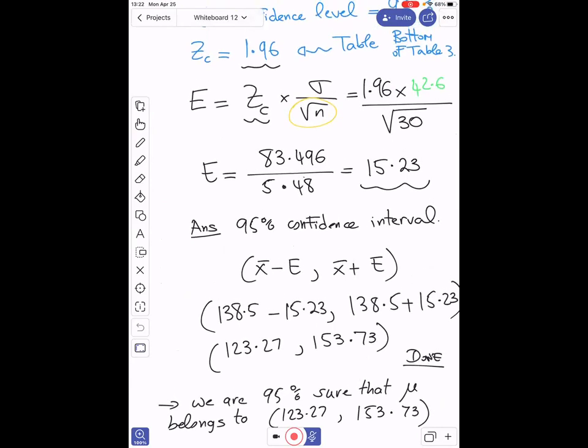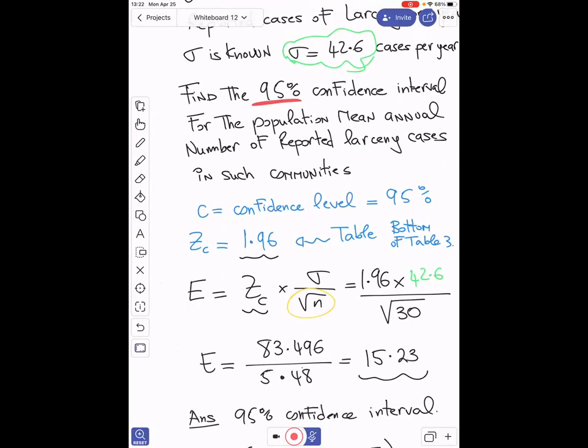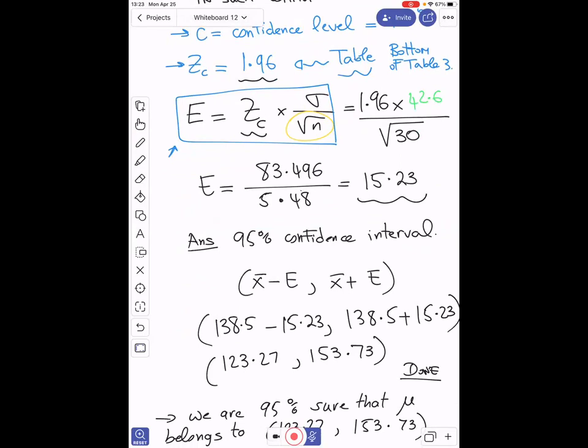So again, whenever you have to compute this confidence interval, first you need your confidence level. It's given in the problem, right? It says 95% confidence interval or 90% or 99%, etc. Once you have your confidence level, you can use the table to get your critical value Z subscript C. Once you have your Z subscript C, then you can compute the margin of error using this formula. And once you have your margin of error, then you are done, because your interval would be X bar minus the margin of error, X bar plus the margin of error.